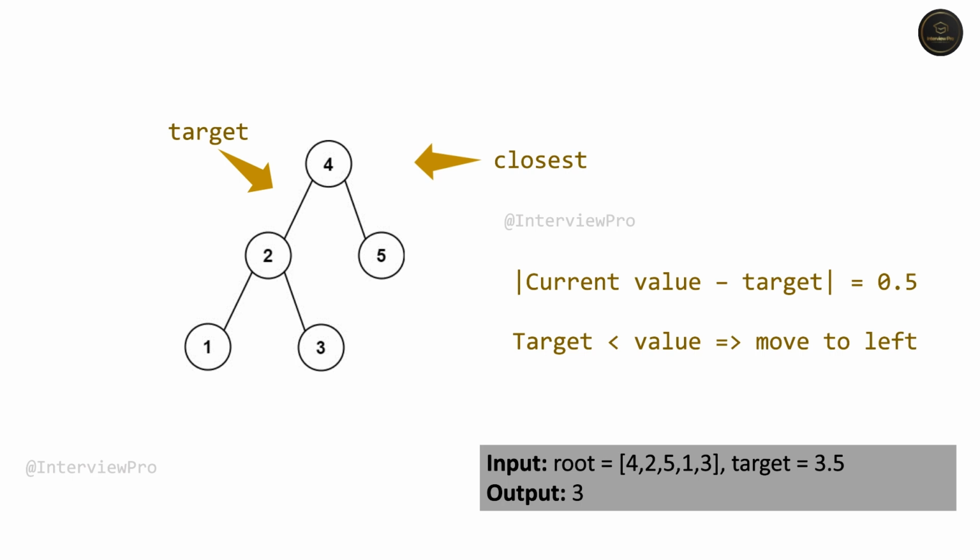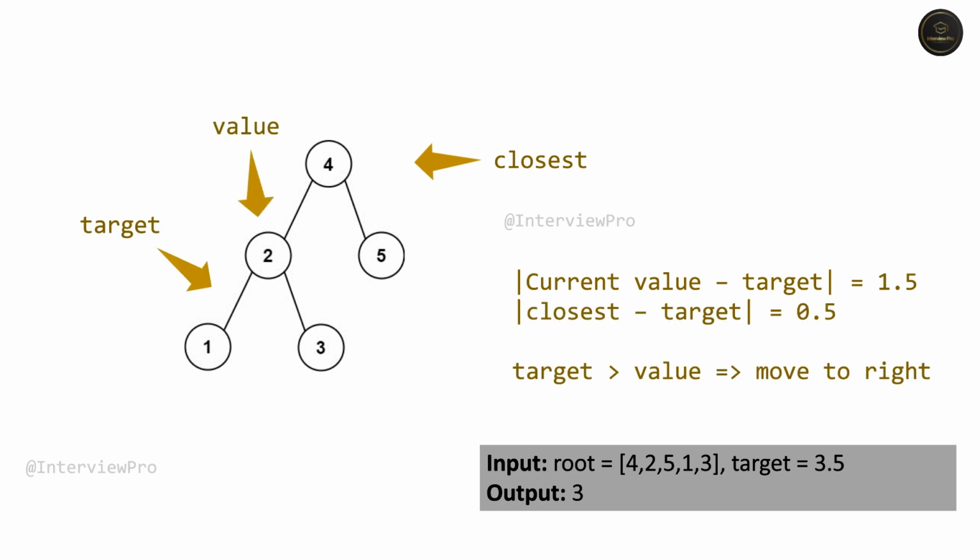The target value is 3.5, which is less than 4. So our next search value should be towards the left side of the tree. If the target is something around 4.5 or more than 4, we would have moved to the right. But since target is less than 4, we are moving to the left of the subtree, left of the root node. So our current value is going to be 2.